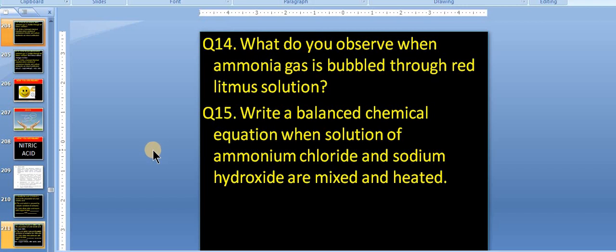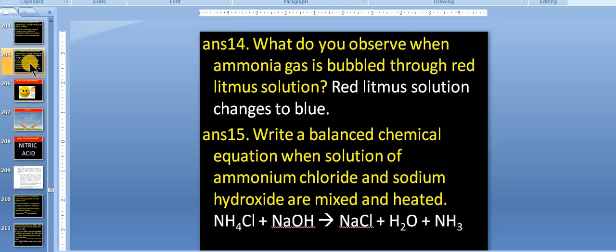We are going to close only 1 or 2 slides maximum. What happens when ammonia gas is bubbled through litmus solution? Okay, this is done. And ammonium chloride mixed with sodium hydroxide. So these are the answers. I feel this is done. See, this last reaction is a good reaction and it will take place, but don't mention this reaction in the method of preparation of ammonia. You have to write only the reaction with calcium hydroxide. So please keep this in mind.